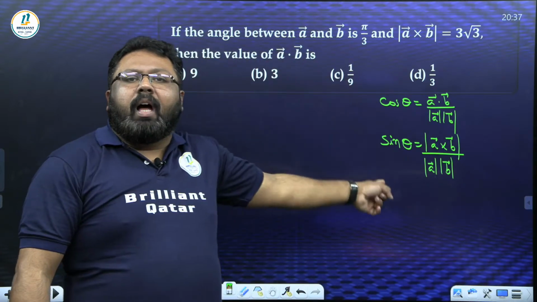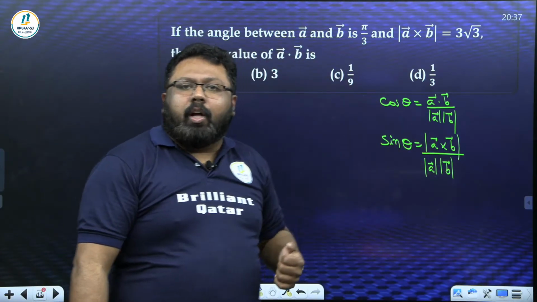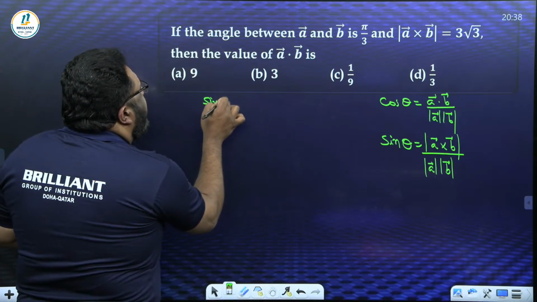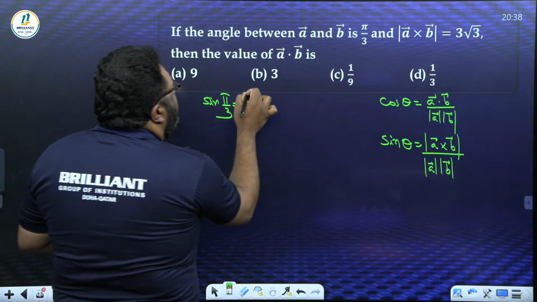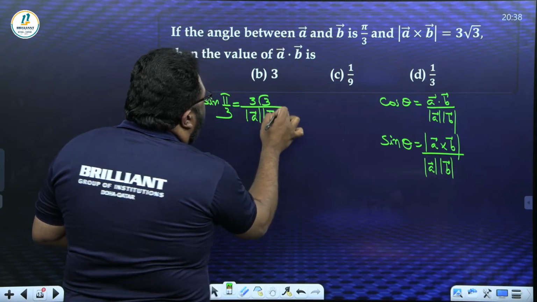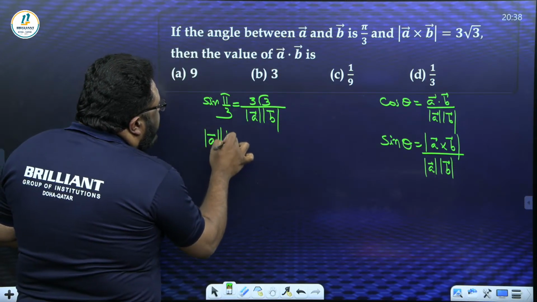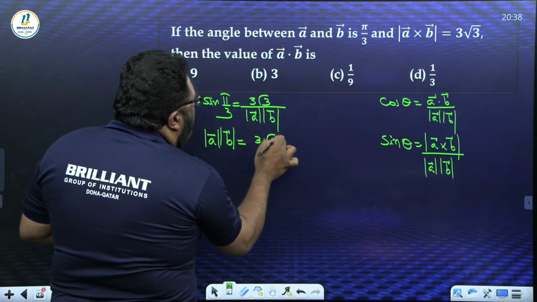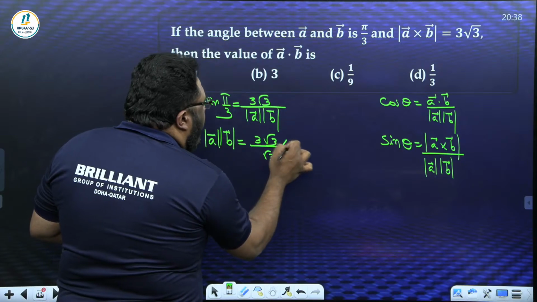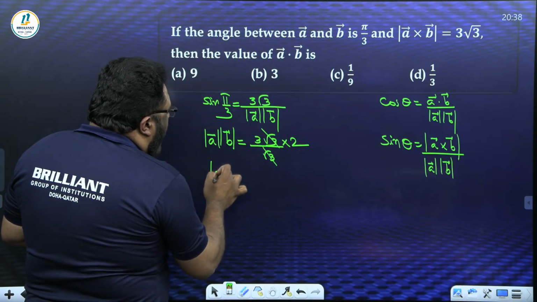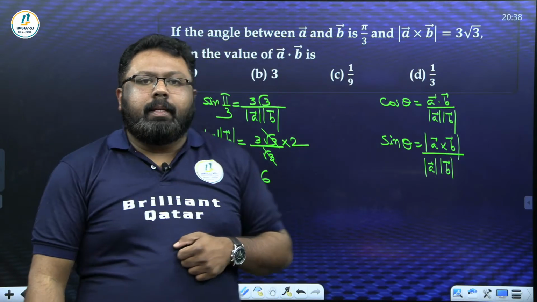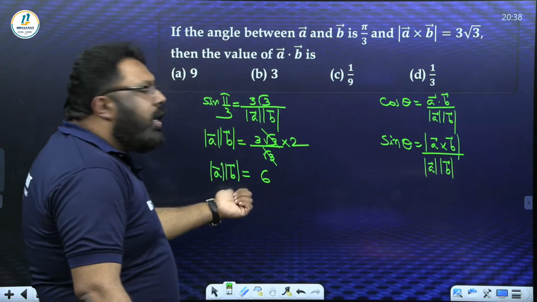My dears, we do have theta. We do have magnitude of A cross B. We just need to find magnitude A, magnitude B. All of you, what is the angle between them? Sine pi by 3 is equal to magnitude of A cross B, 3 root 3, divided by magnitude A, magnitude B. So from this, please find magnitude A, magnitude B. 3 root 3 by sine 60. Root 3 by 2, root 3 by 2, it's going to cancel. So I got magnitude A, magnitude B is equal to 6. So what's magnitude A, magnitude B? 6.